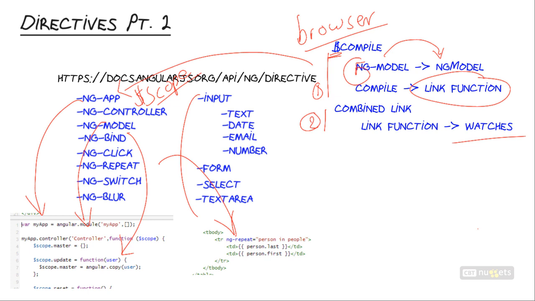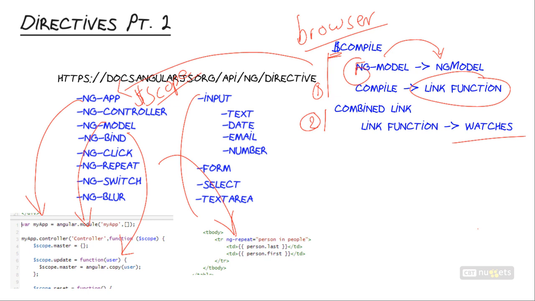Now the watches are what handle the connection between the DOM and the controller. They make sure that the DOM is updated whenever the model updates, and they also make sure that the model updates whenever the DOM changes. That's how you set up your two-way data binding in AngularJS. Now all of this may seem confusing, but we're going to see it in action here in just a moment when we create our own custom directives.